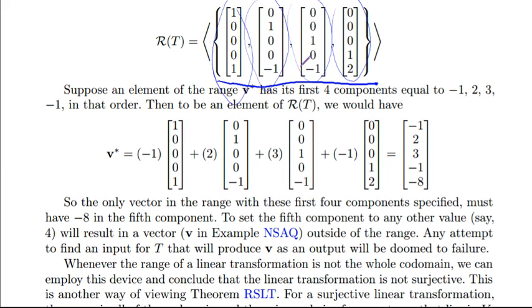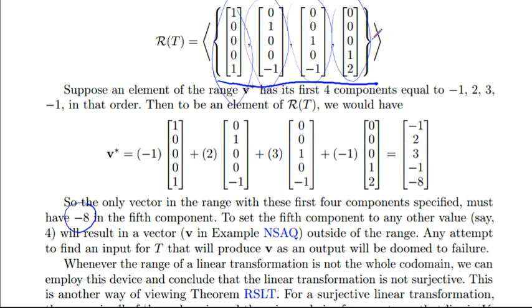Well, let's take a linear combination of these four. -1 times the first, plus 2 times the second, plus 3 times the third, plus -1 times the fourth. That specifies the 1, 2, 3, 4 first components uniquely. And it turns out that the only way to make that happen is for the last component to be -8. So if I just change the last component to be anything other than -8, I'm going to have a vector that's not in the span of these four vectors.